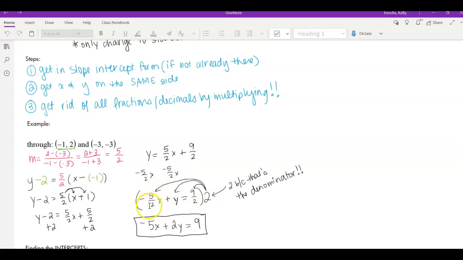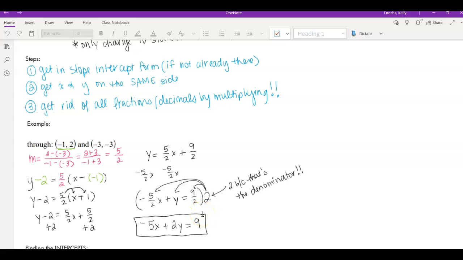And then I'm going to see that there's a 2 in the denominator for each of these fractions. So I'm going to multiply everything in parentheses by 2 because that's the number in the denominator. If I multiply by 2, that will get rid of those 2's at the bottom. So I do 5 times 2 divided by 2 is 5. 2 times 1 is 2, and 2 times 9 divided by 2 is 9. So that gives me negative 5x plus 2y equals 9.